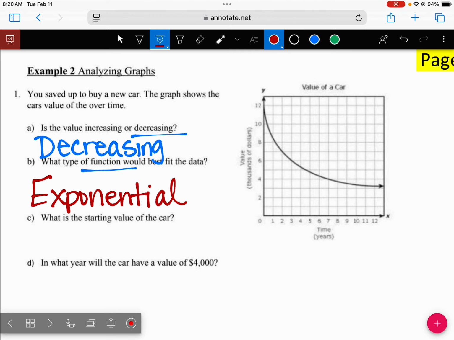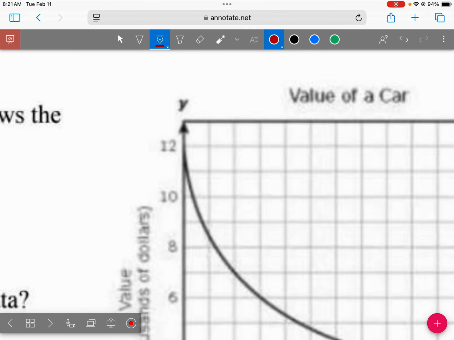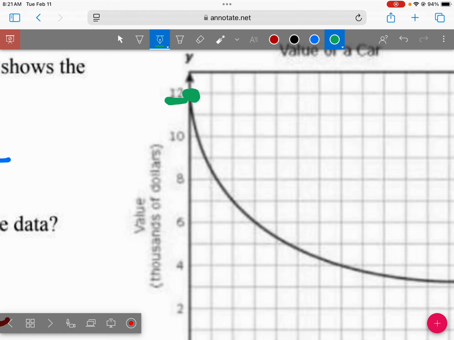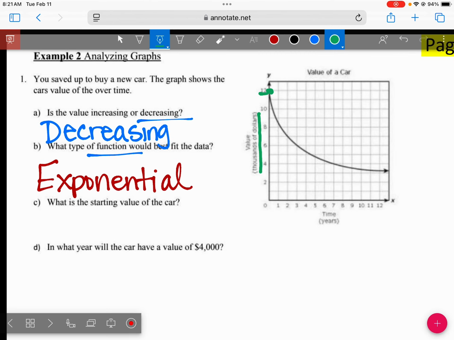So what is the starting value? Everybody look at the screen. That's where it touches the y-axis. I'm going to zoom in really closely. It looks like that's about here. That's my start. So start is your y-intercept. So it's 12, but notice that it says this is in thousands of dollars. So that 12 represents $12,000. That's the starting value of the car.